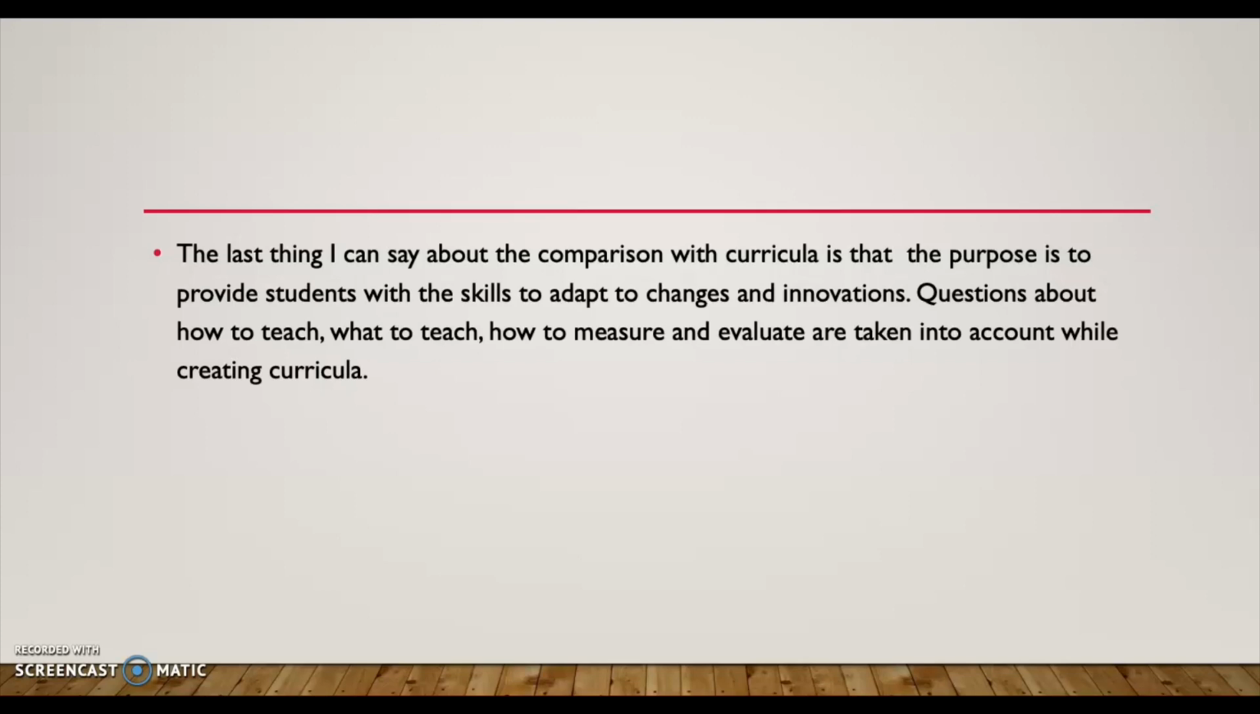The last thing I can say about the comparison of curricula is that the purpose is to provide students with the skills to adapt to change and innovations. Questions about how to teach, what to teach, and how to measure and evaluate are taken into account while creating curricula.